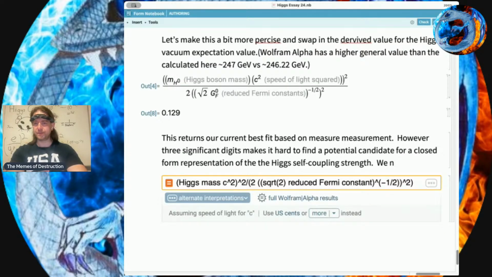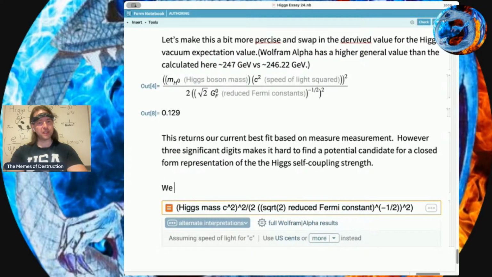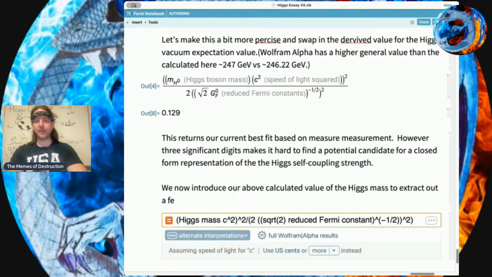We now introduce our calculated value of the Higgs mass to correct out a few more significant digits.